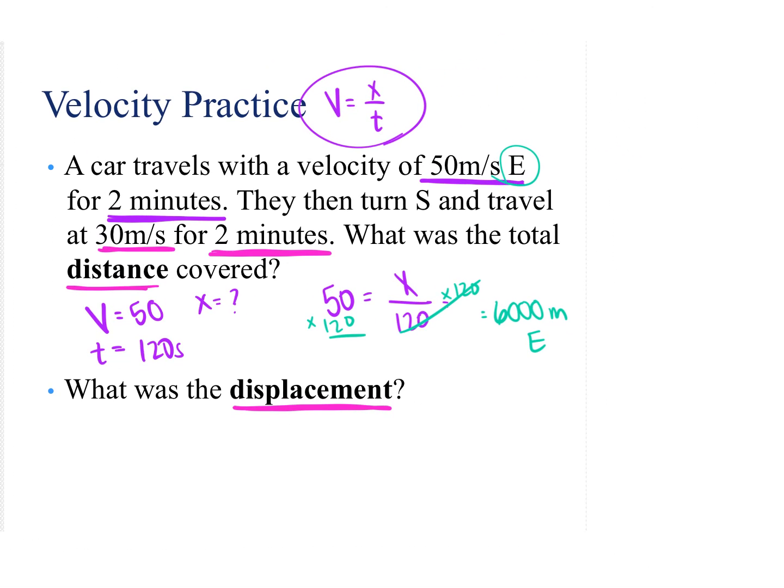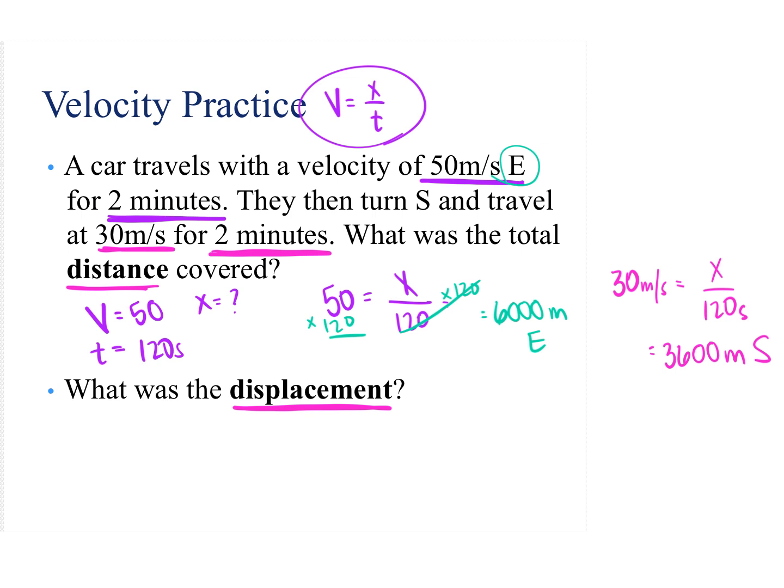Says they turn south and travel 30 meters per second for 2 minutes. So we're going to use the same equation. 30 meters per second equals displacement over 2 minutes, which we're going to put into seconds. Are those conversions one we can do quickly and plug in? Okay, very good. So same thing. 120 times 30 gives us 3,600 meters. And what was the direction for this one? South.